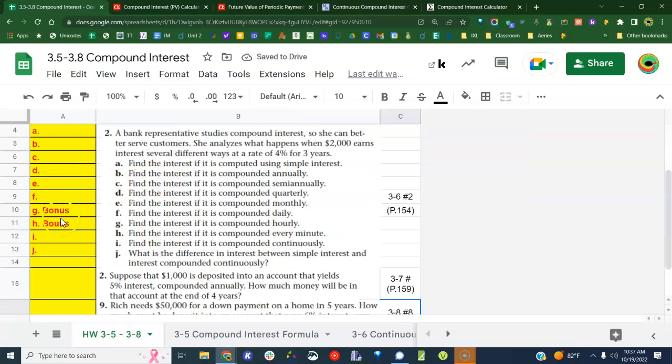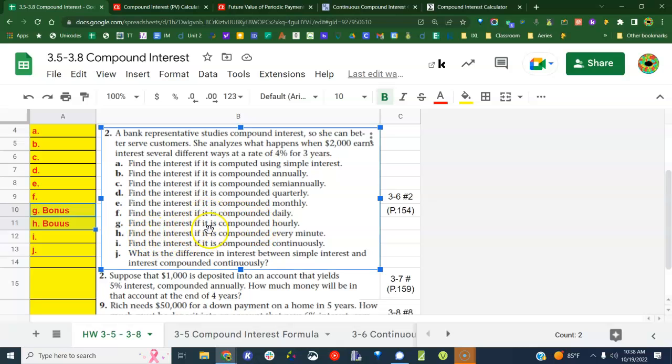right here. I put 2 bonus here because it's not an option on the calculators, you would have to do those by hand. So you don't have to do G and H, which says compound hourly, which no one really does. Compound by the minute, which nobody really does. So it's usually compounded annually, semi-annually, quarterly, monthly, or continuously. All right, so I'll leave you with that.